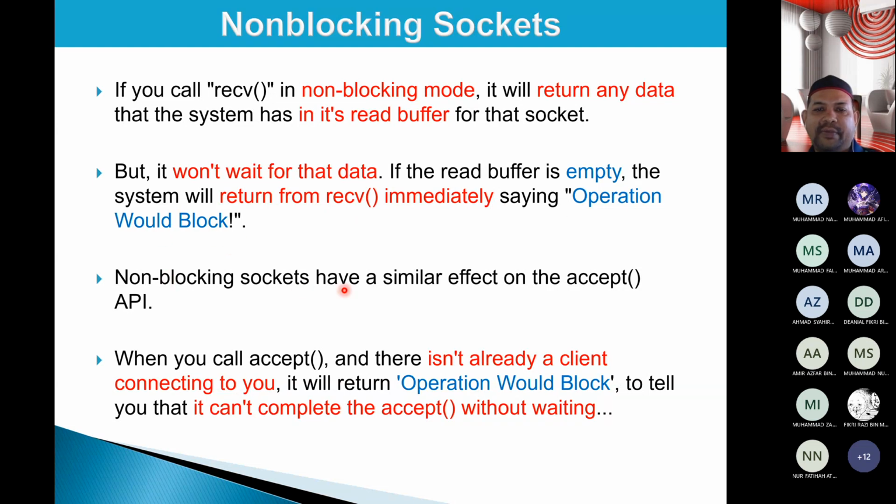So non-blocking sockets have a similar effect on the accept API. When you call accept, if there isn't already a client connecting to you, it will return operation would block to tell you that it cannot complete the accept without waiting.